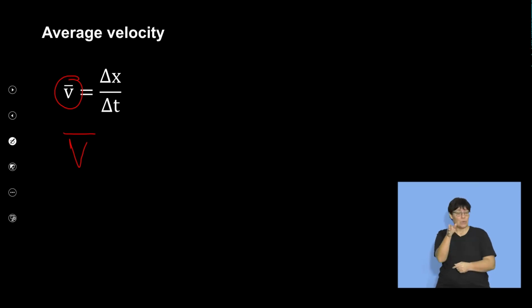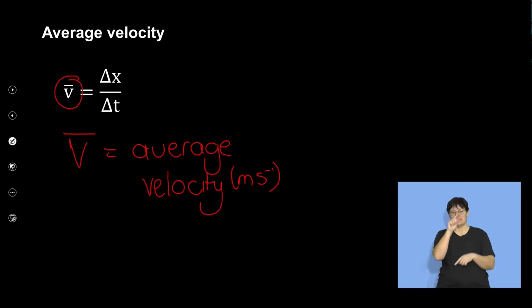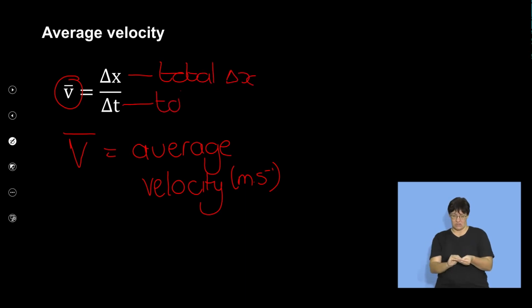Then we get average. Now you've got to pay attention. Look at how I've changed my symbol. Average has to have a line on top. If you don't put the line, it doesn't mean average velocity. Again, measured in meters per second. Delta x is the same, delta t is the same, except this is total delta x, and that is total time, okay?